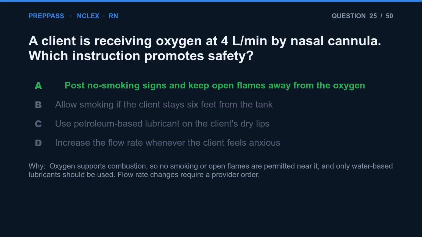The correct answer is A. Oxygen supports combustion, so no smoking or open flames are permitted near it, and only water-based lubricants should be used. Flow rate changes require a provider order.